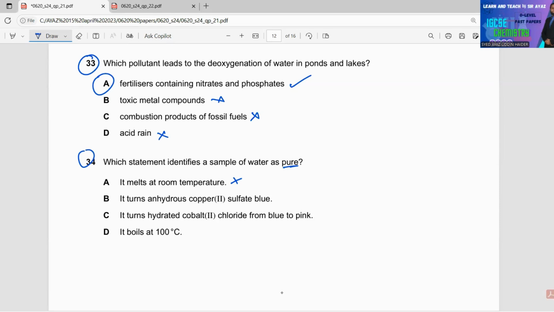B, it turns anhydrous copper 2 sulfate blue. It does not indicate that water is pure, because a water solution can also turn anhydrous copper 2 sulfate blue. C, it turns hydrated copper 2 chloride from blue to pink. This is also incorrect. D, it boils at 100 degrees centigrade. This statement is correct. So D is the right answer in this case.